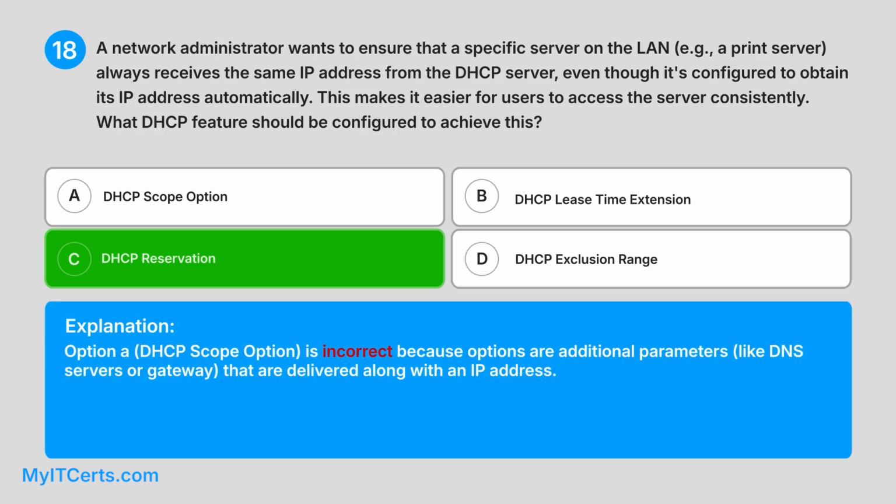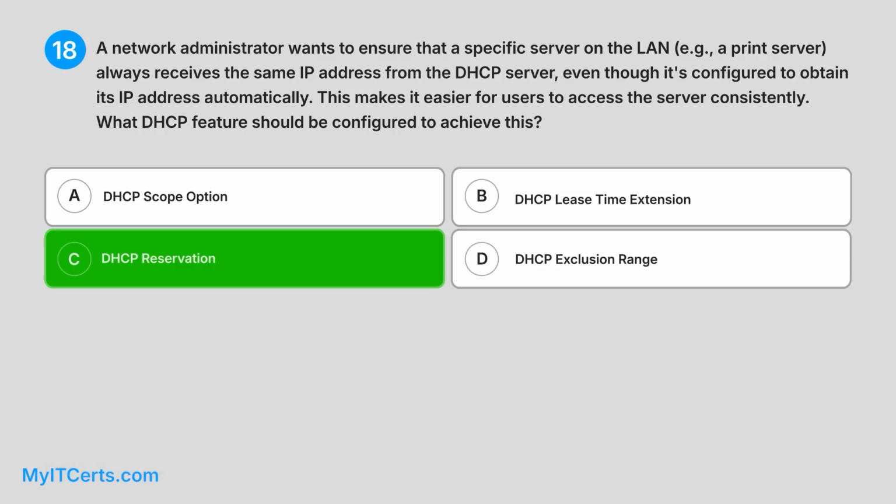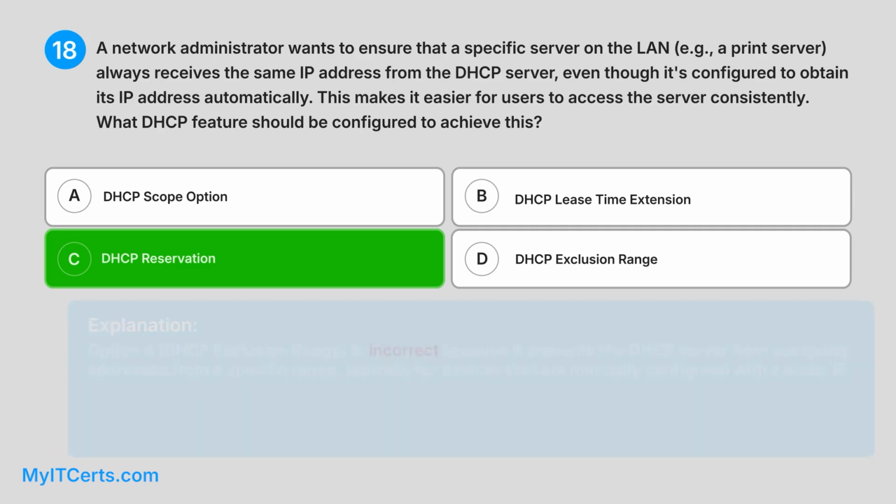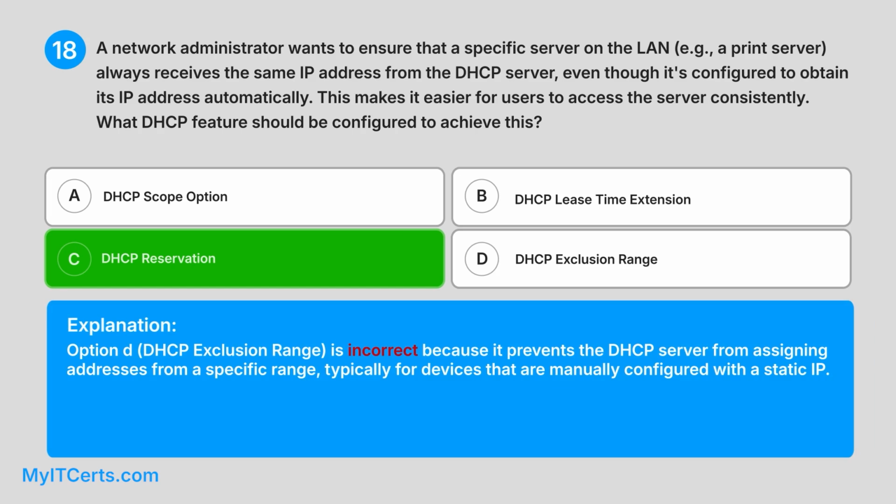Option A, DHCP scope option, is incorrect because options are additional parameters, like DNS servers or gateway, that are delivered along with an IP address. Option B, DHCP lease time extension, is incorrect because it controls how long a client can use an IP address, not which specific address it gets. Option D, DHCP exclusion range, is incorrect because it prevents the DHCP server from assigning addresses from a specific range, typically for devices that are manually configured with a static IP.